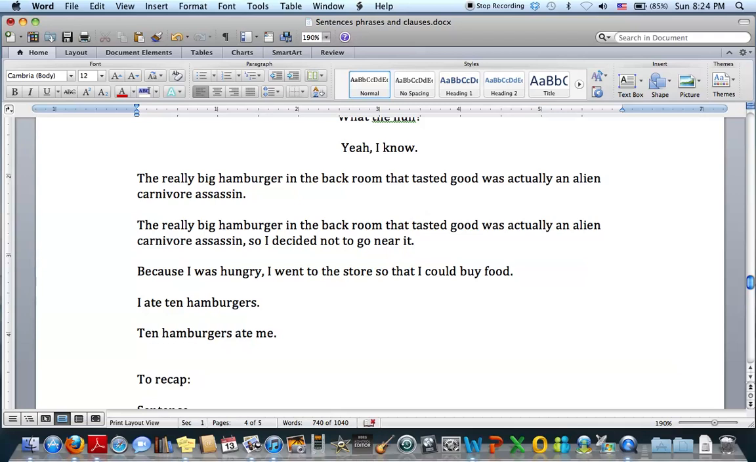We've got ourselves a conjunction. We've got another independent clause after that. Well, that actually doesn't work very well. I'm actually just going to get rid of the that to make this a little bit easier to understand. So we've got independent clause, conjunction, independent clause. All right. Next up, I ate 10 hamburgers.